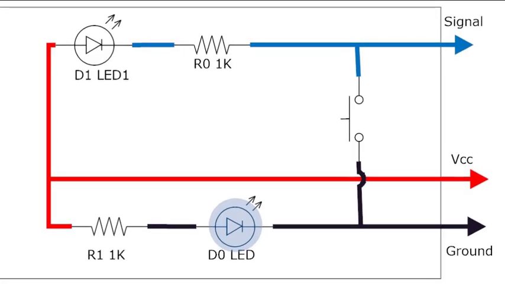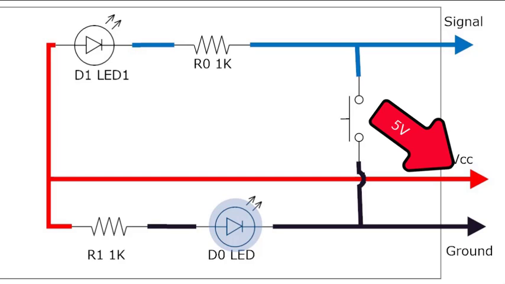Let's take a closer look at the schematic. This schematic is with the momentary switch in the off position. VCC could be connected to 3.3 volts or 5 volts on the Raspberry Pi. For now, let's call it 5 volts connected to the Raspberry Pi. So VCC provides 5 volts.